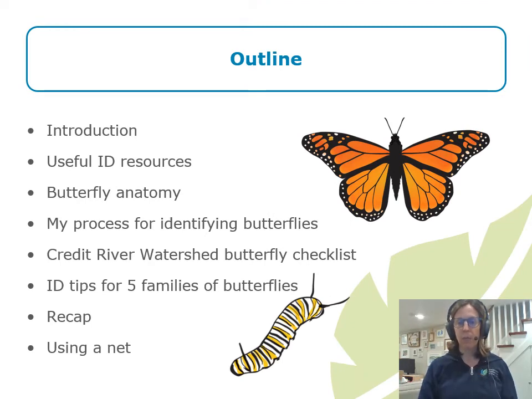So an outline of what I'm going to talk about today: I'm going to introduce the ideas involved with identifying butterflies, go through some useful ID resources, and some basics of butterfly anatomy. I'll walk through the process that I use when identifying butterflies and hope that'll be helpful for you. Then I'll review the watershed butterfly checklist and give some quick ID tips for common species in the 5 families of butterflies that we have here. Then we'll do a little recap, and finally I'll talk briefly about using a butterfly net, which is sometimes necessary when identifying butterflies.